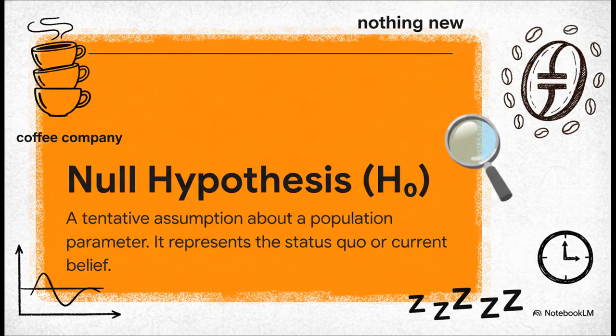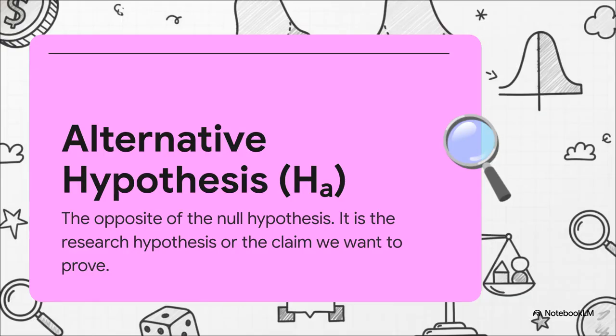So, the null hypothesis is our starting point. It's the world as we know it, the existing belief. It's the "nothing new is happening here" hypothesis. For our coffee company, the null is simply their claim that the average can of coffee has at least 3 pounds in it. Simple as that. The alternative hypothesis, though, that's our theory. It's what we, the investigators, are actually trying to prove. It's the direct opposite of the null. It's our suspicion, our claim, that the company is actually underfilling the cans.